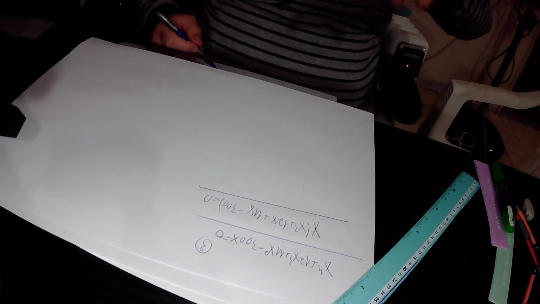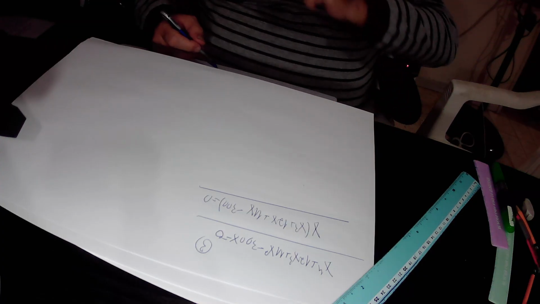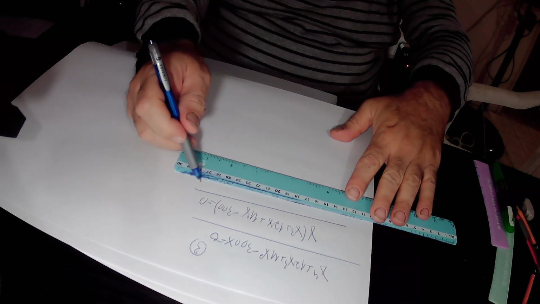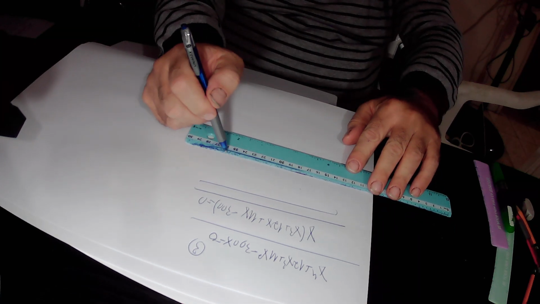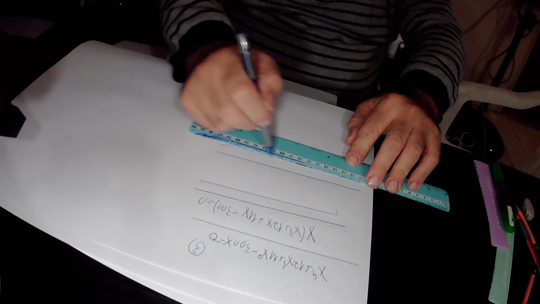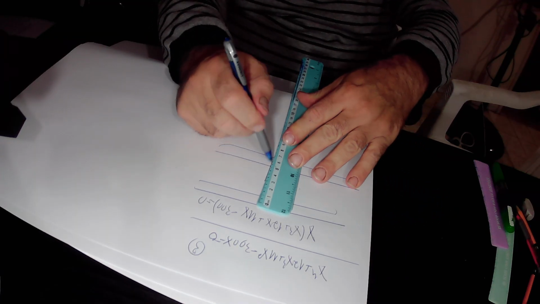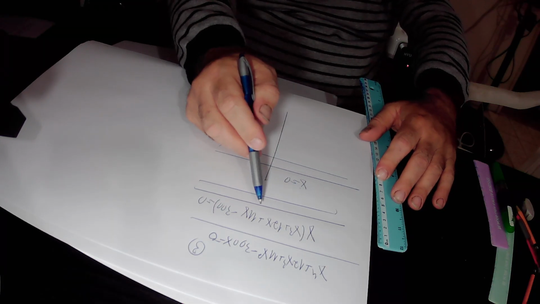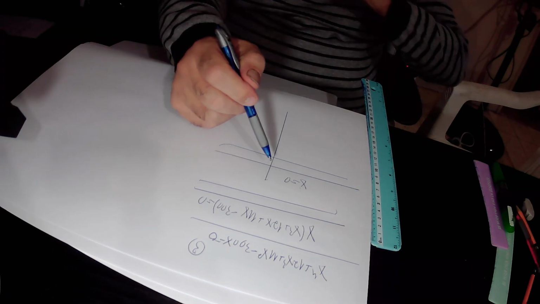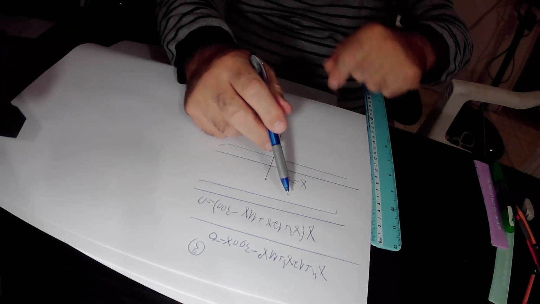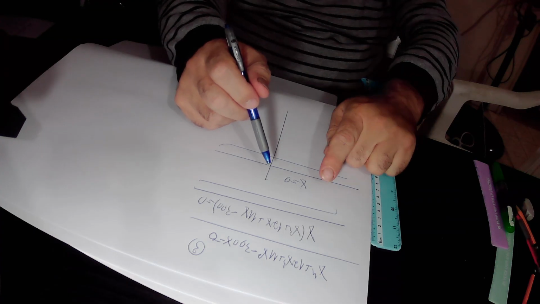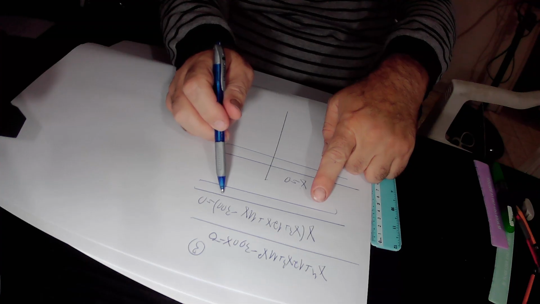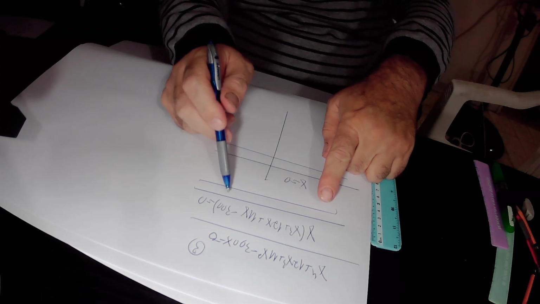Actually, this equation has two possible solutions. The first solution for this equation is that x equals to 0. If x equals to 0, then 0 times anything is 0, and we get that 0 equals to 0. So x equals to 0 is the first solution to this equation. The second solution is that the expression inside the brackets equals to 0, so 0 times x is 0, and we get that 0 equals to 0.